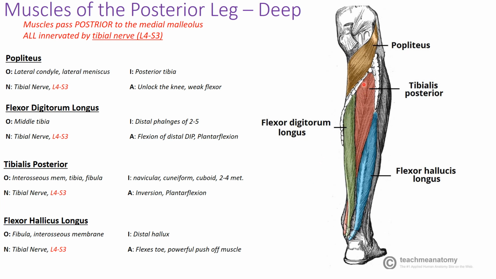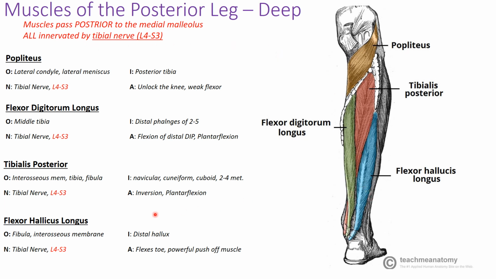Next up, we have the tibialis posterior. Tibialis posterior coming down, wrapping around behind the medial malleolus, and it's going to arise from the interosseous membrane, the tibia and the fibula, and inserting onto the navicular, cuneiform, cuboid, and second through fourth metatarsal. So a lot of the structures in the foot. It's going to be innervated, again, by the tibial nerve, L4 through S3. We'll keep on saying it. Everything in the posterior compartment of the leg, innervated by the tibial nerve, L4 through S3.